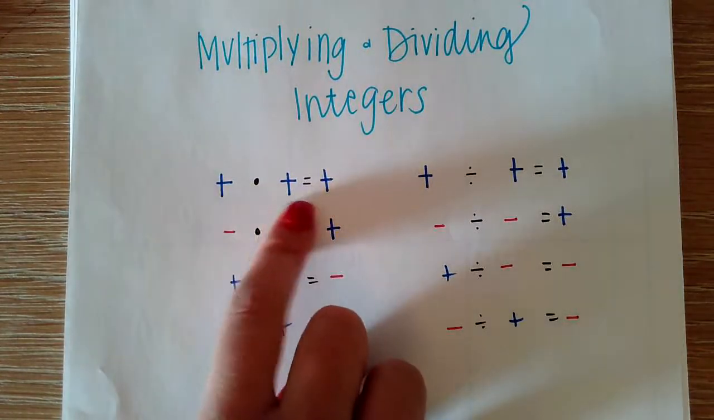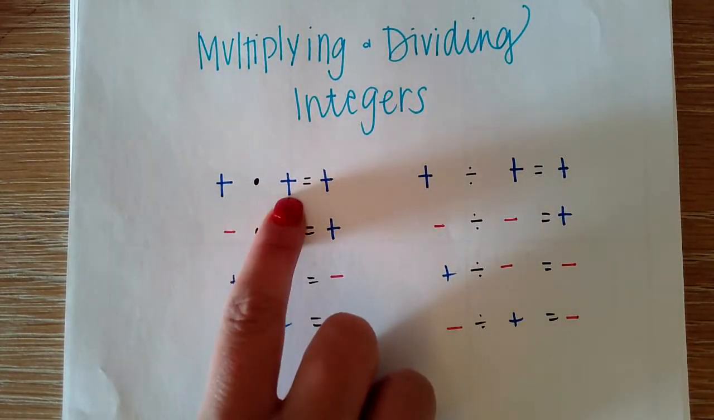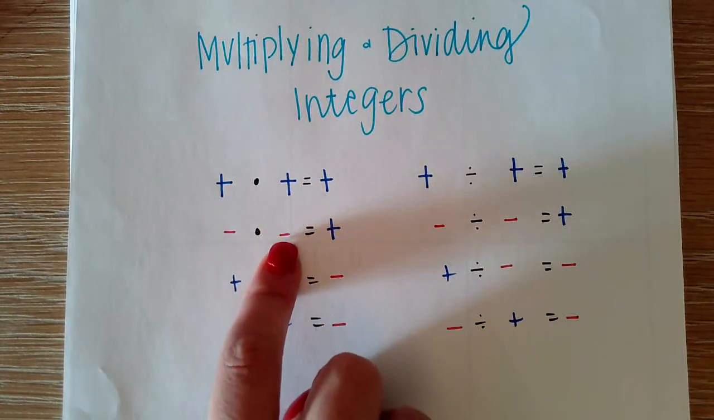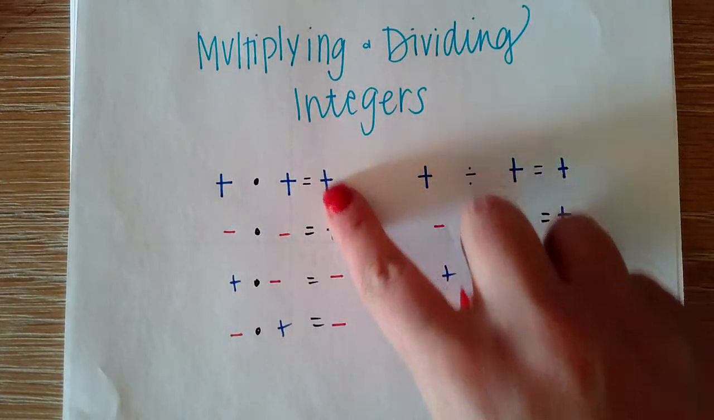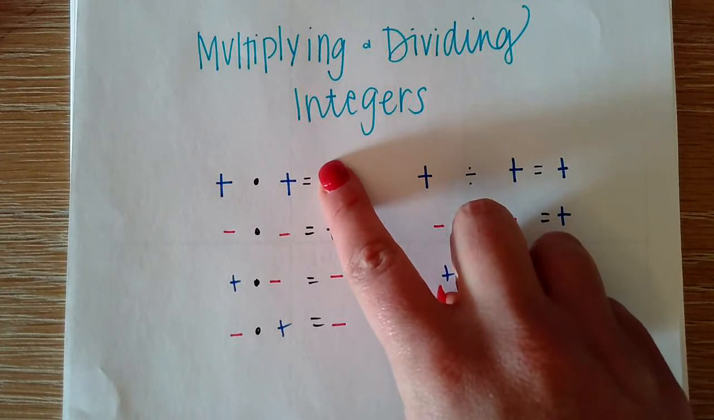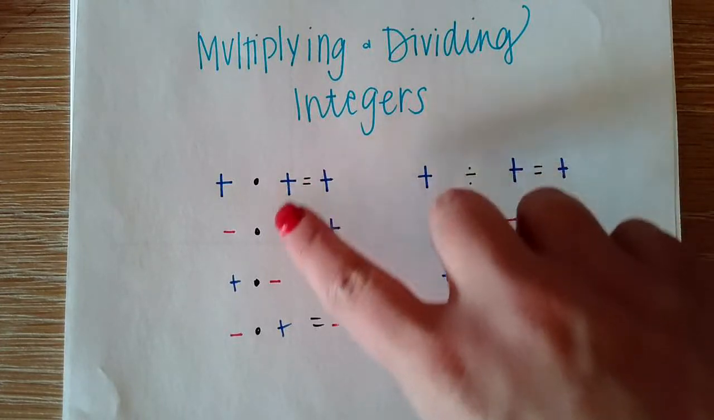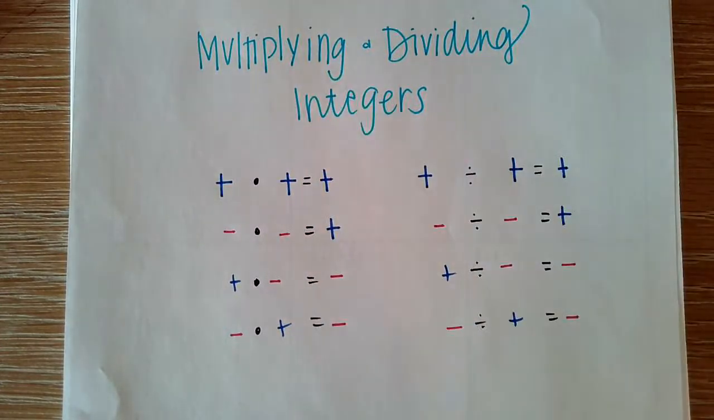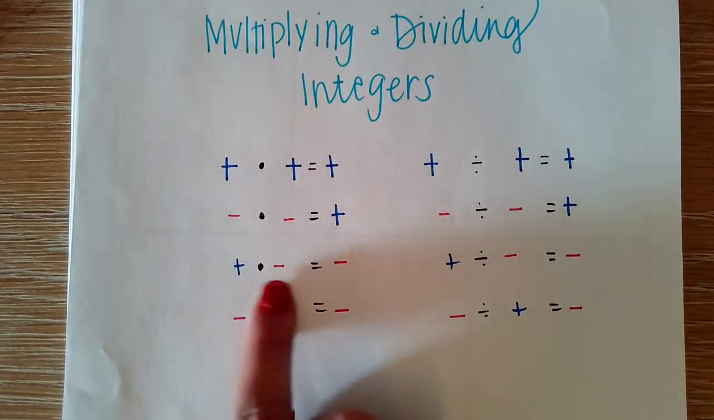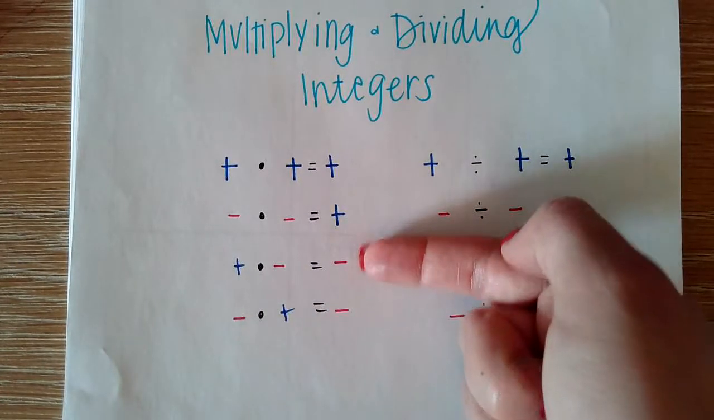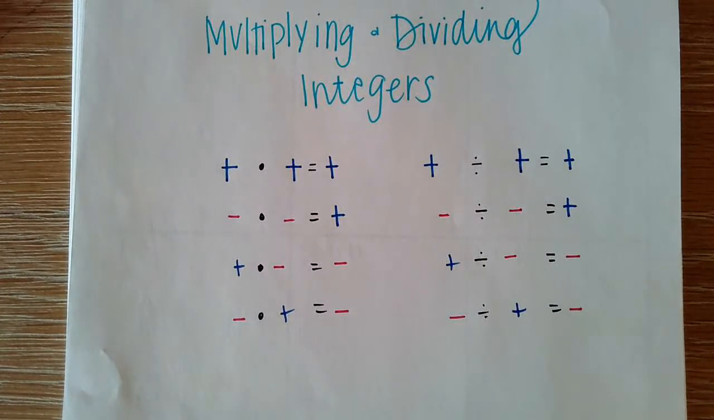When I multiply two positives or two negatives, I will get positive products. If I have one positive and one negative, I will always get a negative product.